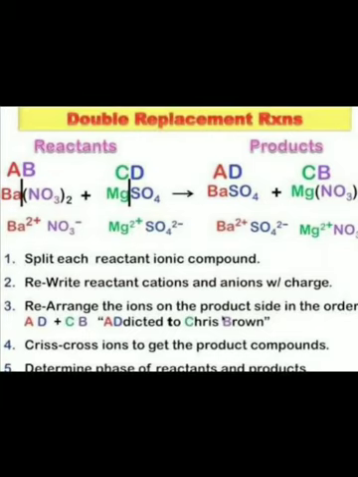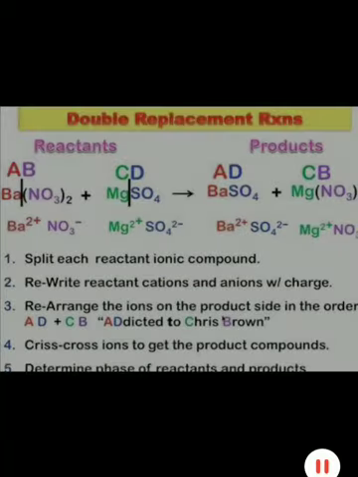See here, barium nitrate reacts with magnesium sulfate, and the formula is AB plus CD gives rise to AD plus BC. Here A is barium, B is nitrate, C is magnesium and D is sulfate. According to the formula, positive pairs with negative, that is AD plus BC. So you get barium sulfate plus magnesium nitrate. This is known as double decomposition reaction.